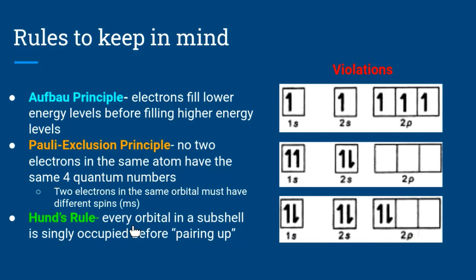All right, and our last rule is Hund's rule, which basically says that every orbital in a subshell needs to be singly occupied before they start pairing up. If you look right here, the electrons in the 2p orbital paired up before filling up singly in each of the 2p orbitals. So the correct way to write this energy diagram would be to have one of these electrons in this 2p orbital right here.